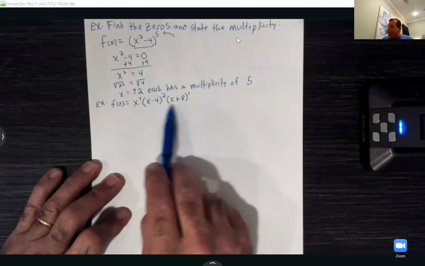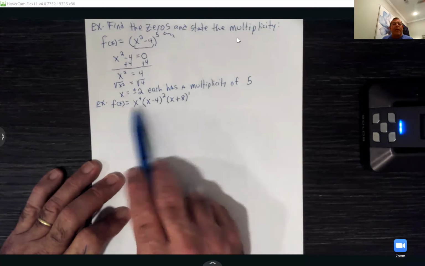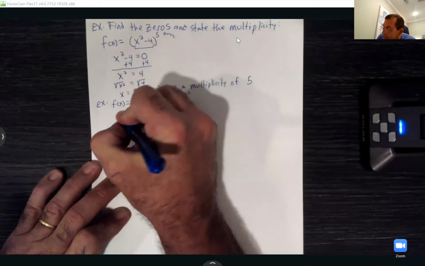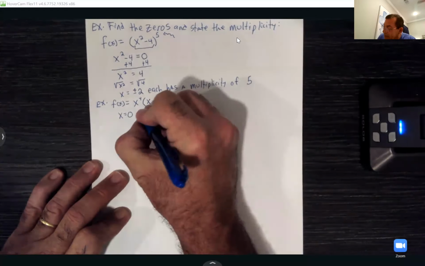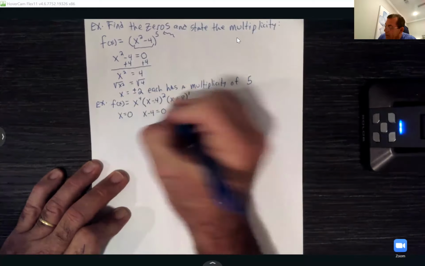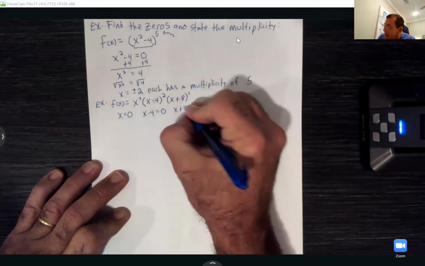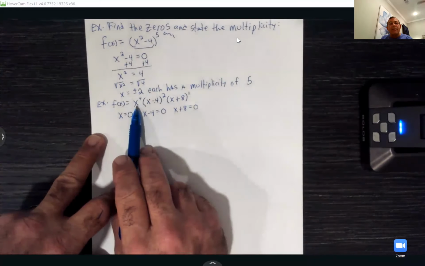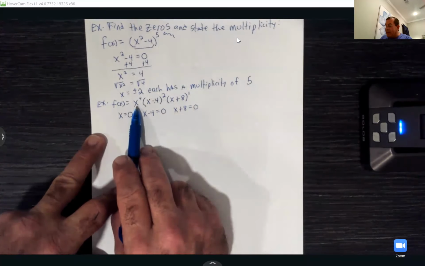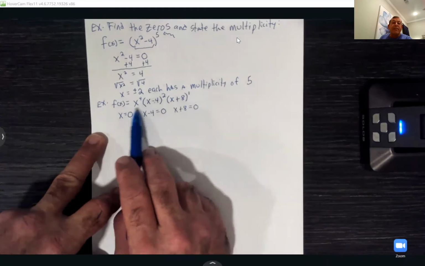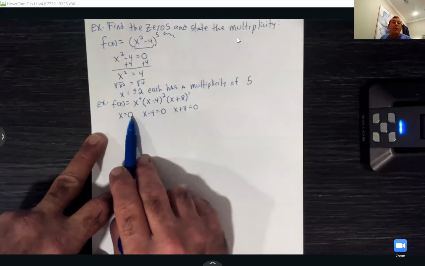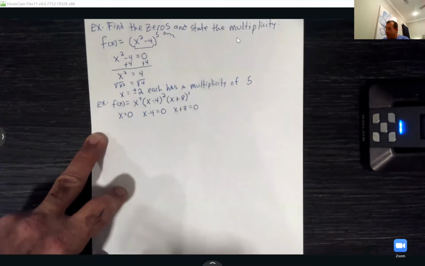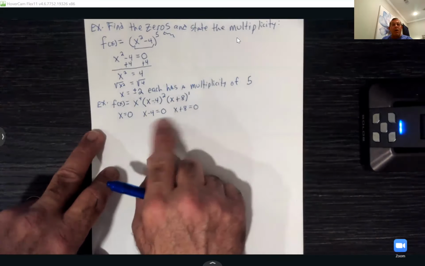All right, so what we got to do now is find, we got 3 factors here, so we got to find 3 zeros. So we take the x and set it equal to 0. We take the x minus 4, set it equal to 0, and then the x plus 8 equal to 0. Anytime you got a single factor like this, x to the 3rd, x squared, x to the 4th, x to the 5th, if it's a single factor like that, it will always equal 0, and that exponent will always be its multiplicity. Now, the other ones, you actually got to solve them.